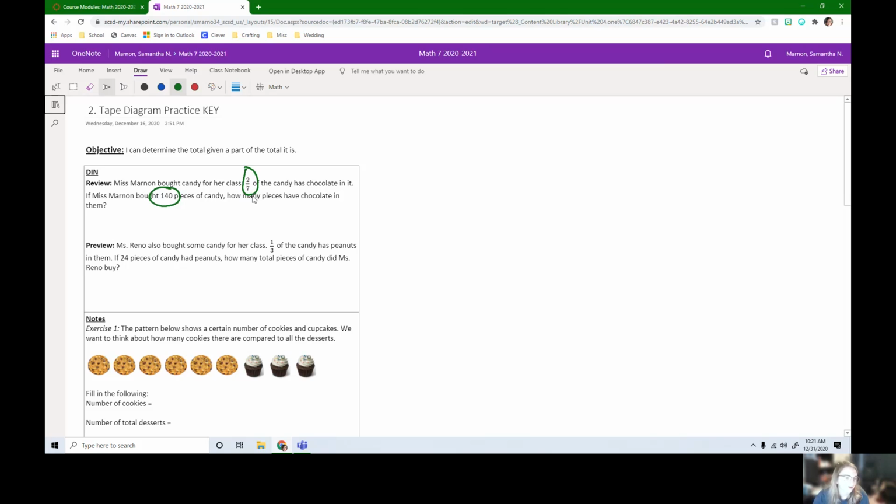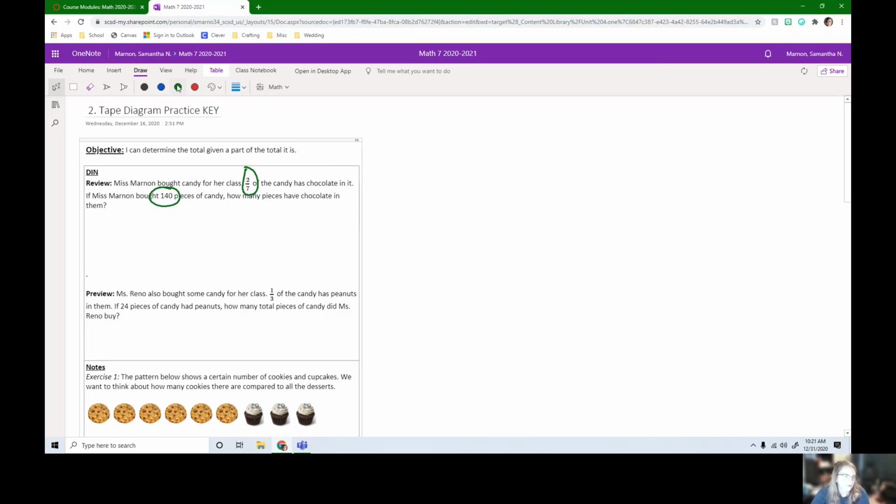Okay, so you should have already figured out how many pieces have chocolate in them. There's two ways you could have done it. The first way is with a tape diagram. So I'm going to give myself a little more room. If I want to draw a tape diagram, I'm going to first draw my rectangle. It's a little wobbly, but it works. So there's my rectangle, and I know the total is 140 pieces of candy.